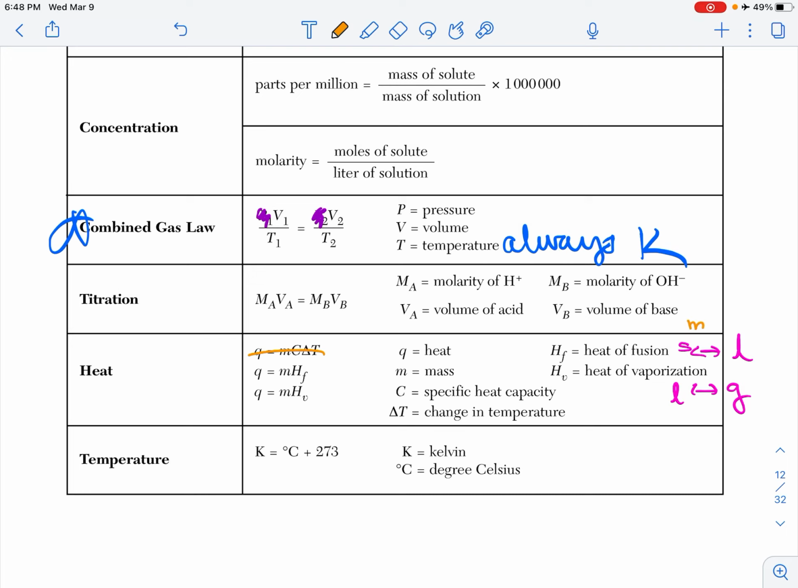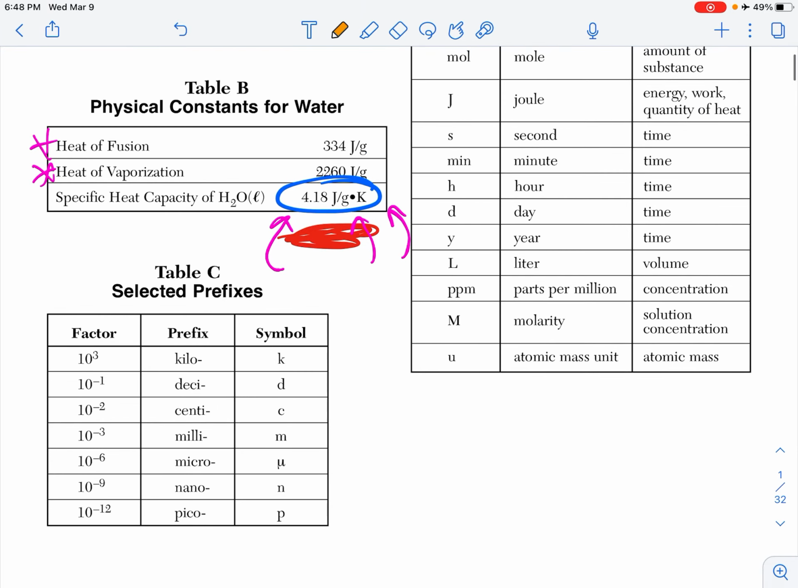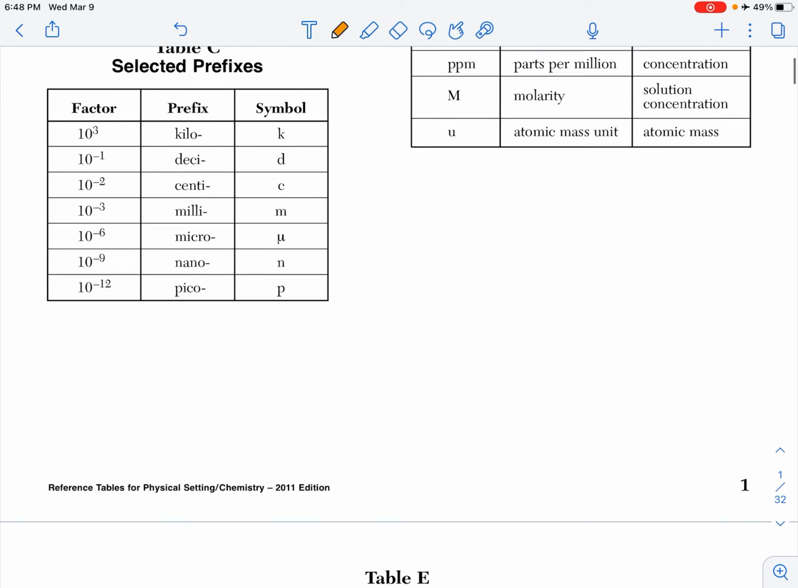So this is melting or freezing. Heat of vaporization is boiling or condensing. These are constants found on table B. So coming back, table B. I'm going to erase this. So here we have our heat of fusion and our heat of vaporization constants.